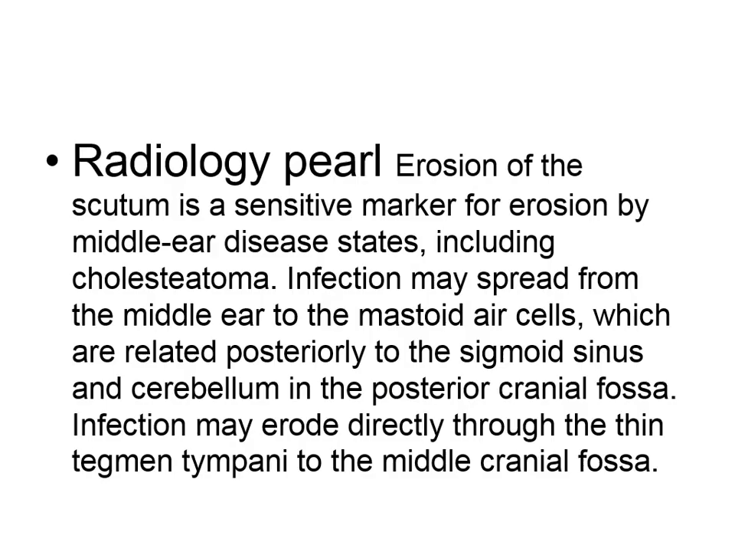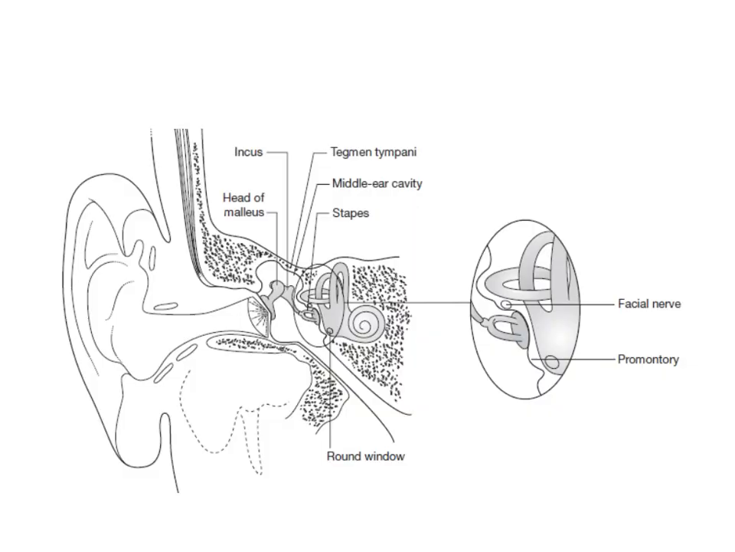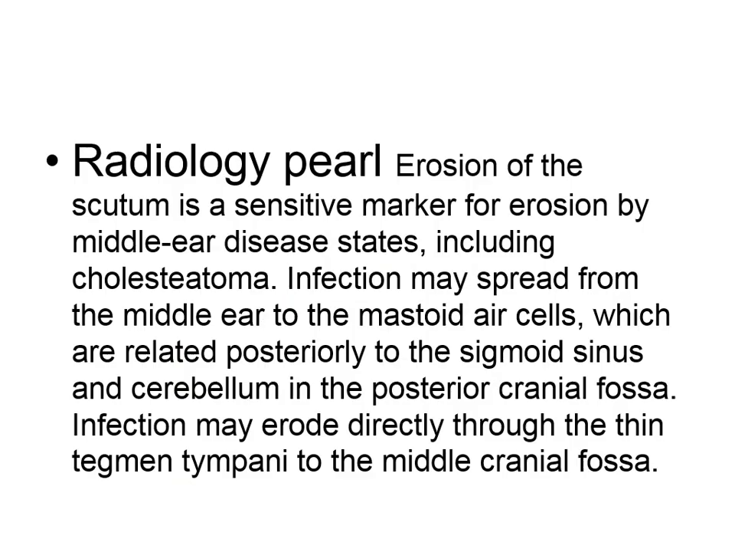This is the most important radiological landmark: the scutum, which is a bony prominence to which the tympanic membrane is attached. This is important. The scutum is the site of attachment of the tympanic membrane. When it is eroded, it is a sensitive marker for middle ear disease, especially cholesteatoma or infection.